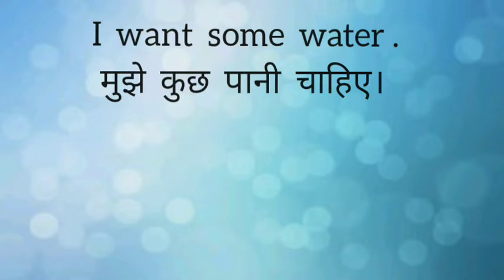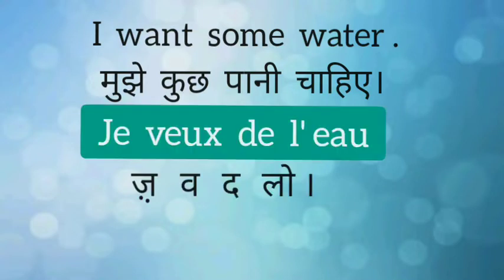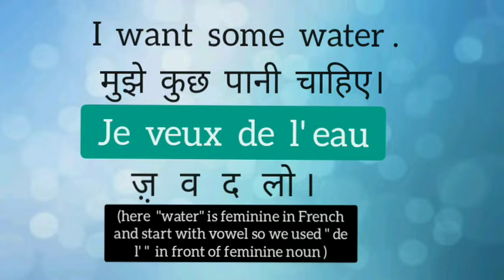Next one, I want some water. Je veux de l'eau. Here, water is feminine in French and starts with a vowel. So we use the L apostrophe in front of a feminine noun.